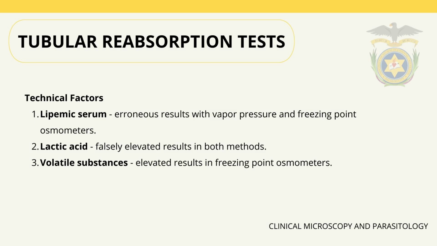First is lipemic serum, which gives erroneous results with vapor pressure and freezing point osmometers. Second is lactic acid, which falsely elevates results in both methods. And lastly, volatile substances elevate results in freezing point osmometers.